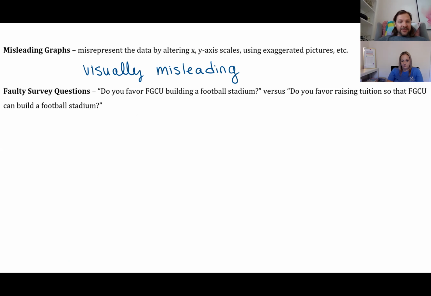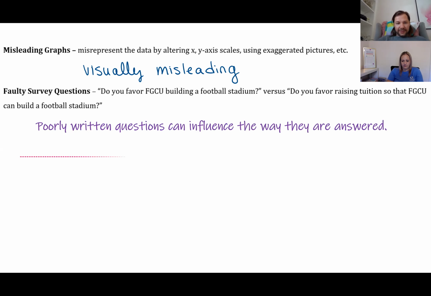And then finally, there's faulty survey questions. If you're giving a survey, you could ask people, do you favor FGCU building a football stadium? That's going to have a different outcome than if you say, do you favor raising tuition so that FGCU can build a football stadium? Or at least that's going to have a different outcome if you're asking students, because I doubt students want to pay more money just to have a football stadium. But they would probably love to have a new stadium if it was free. Okay, so poorly written questions can influence the way they are answered.